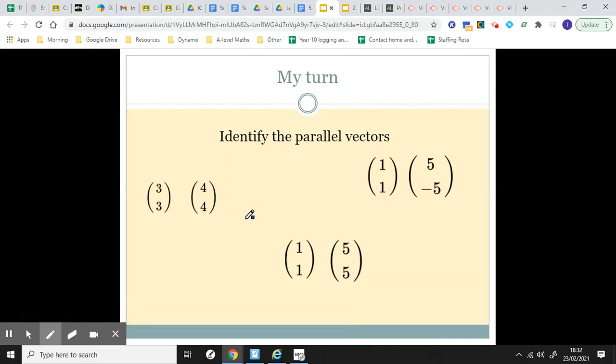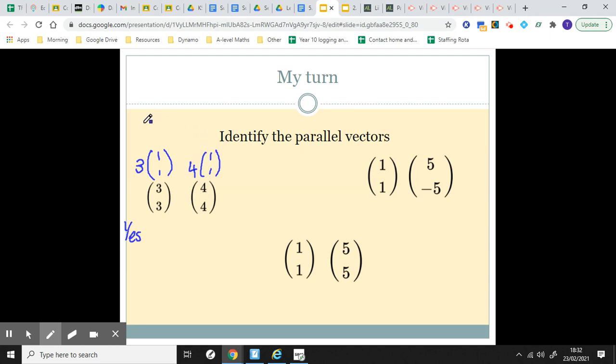Okay, and finally, we need to be able to identify from a vector if they are parallel. Okay, so here 3, 3 and 4, 4, are they parallel? Yes. And how am I going to prove that? Well, they're both multiples of 1, 1. So 3, 3 is 3 lots of 1, 1, and 4, 4 is 4 lots of 1, 1. Okay, so they are multiples of this same vector here.